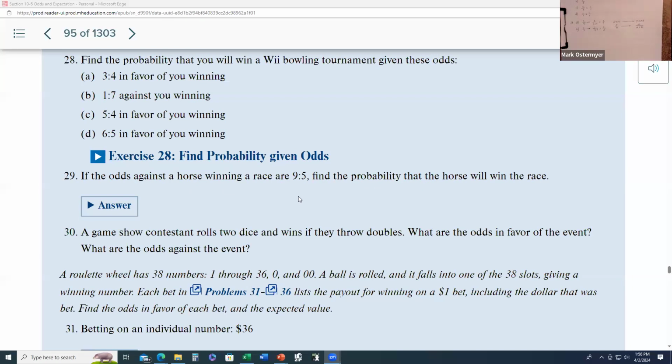Yeah, I've got a question for you, ladies. Why can 9 over 5 not be a probability? Why can it not be a probability? 9 over 5 is not a valid probability. Why?